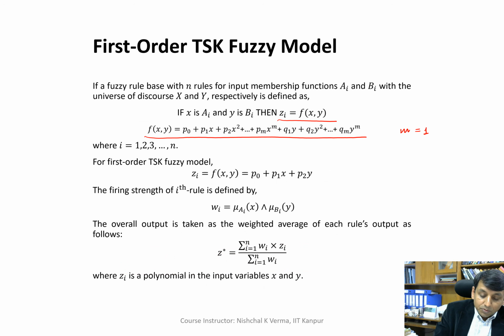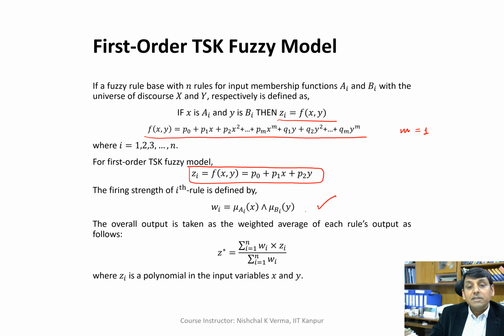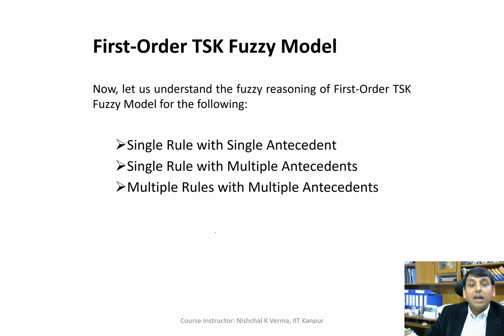So now, as I mentioned, the output will be like this. All other terms and conditions remain the same: we take min if it is needed for the connective and, we take max in case of the or connective, and similarly we have the weighted average, which we have already done. So this way we proceed, and now under this first order TSK fuzzy model, let us discuss all those three cases we just have discussed.